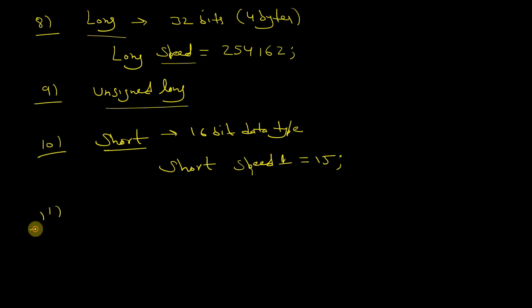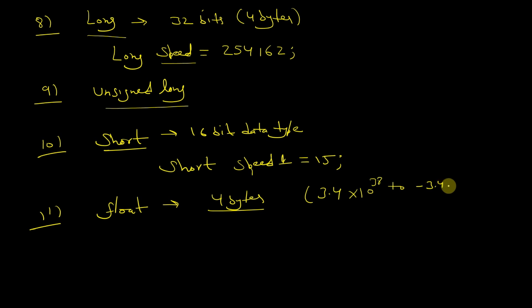Then next one we have is float. This is very important. Float. It is used to represent or initiate floating or decimal values. So it has 4 bytes of memory. With these 4 bytes you can represent from approximately 3.4 into 10 power 38 down to a low value of minus 3.4 into 10 power 38. So this range can be represented by float.